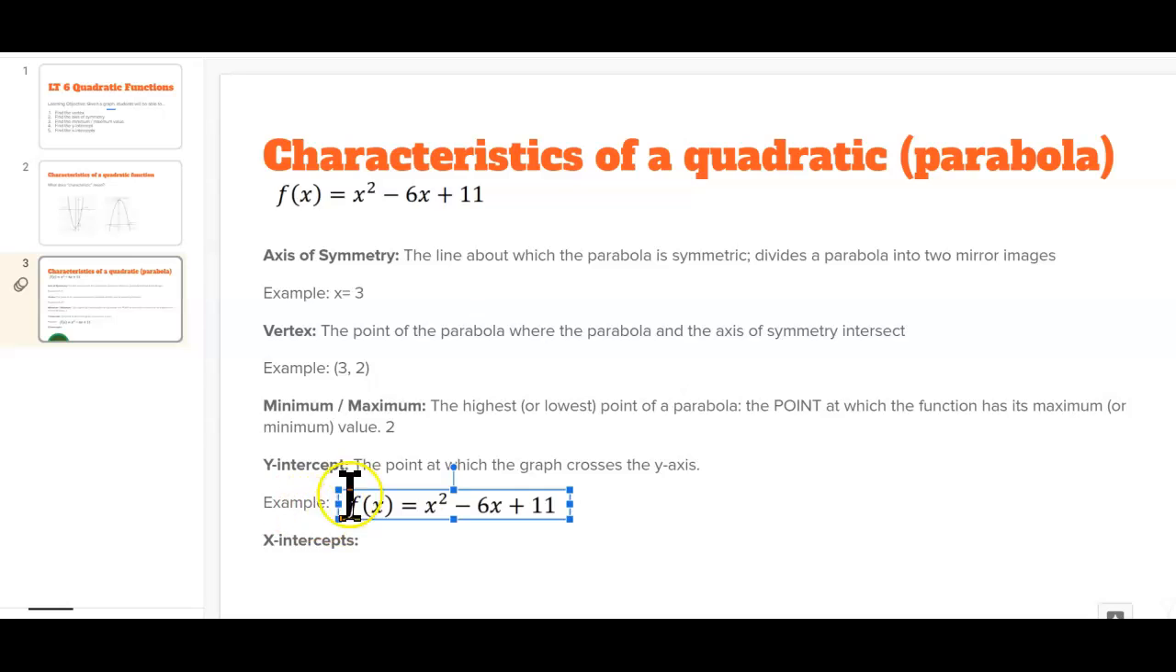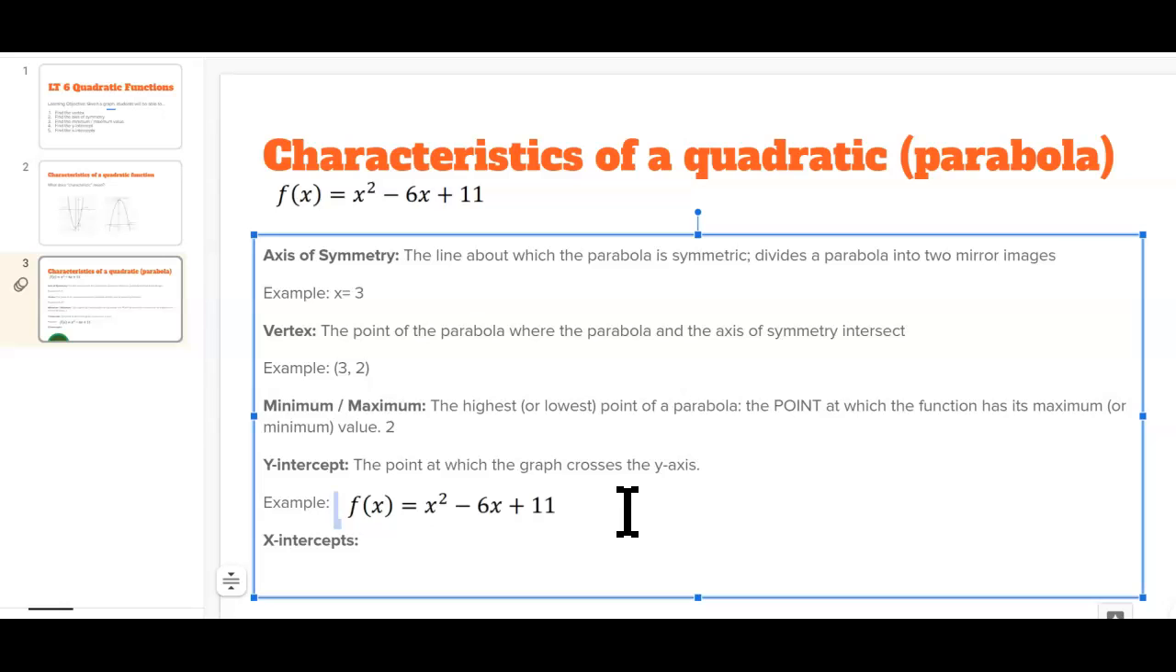So for example, if I use this function here, the y-intercept is, see if you can guess it. So that's a pretty easy one. Easy to spot.